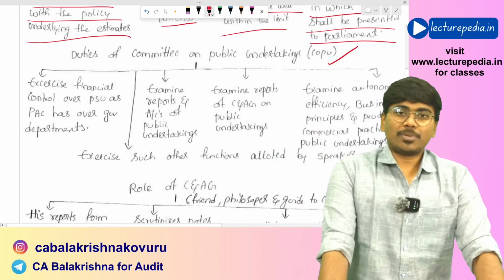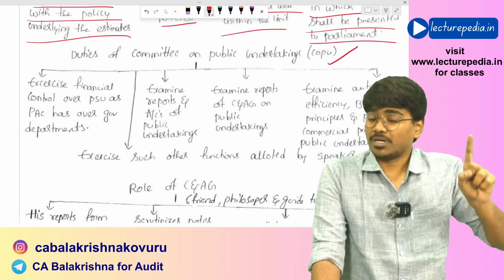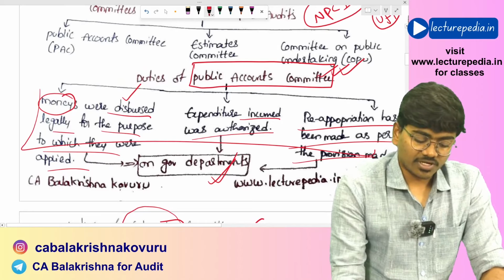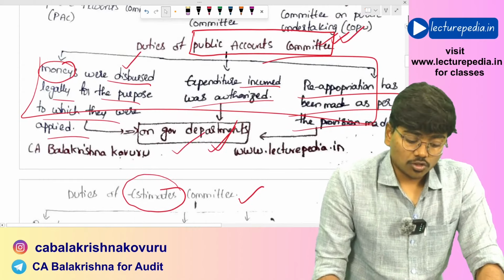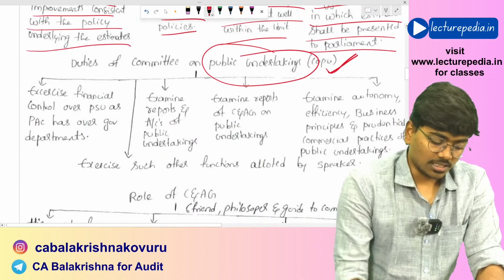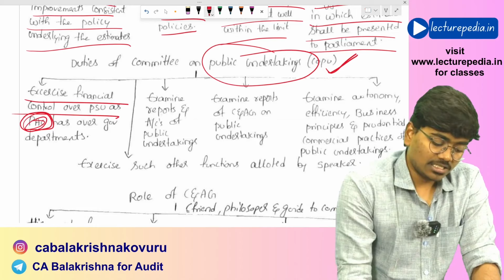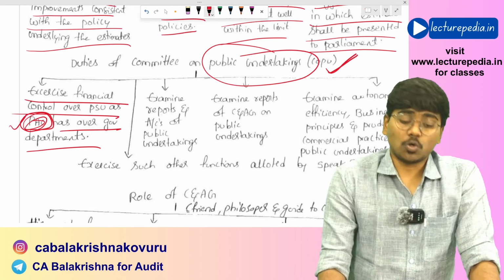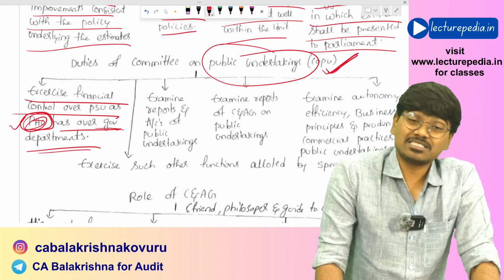Next, duties of the Committee on Public Undertakings, COPU. This committee will perform all the functions that the Public Accounts Committee performs. But the Public Accounts Committee, the first committee, performs these functions with respect to government departments. Now the Committee on Public Undertakings will also perform these functions, but with respect to public undertakings. It will exercise financial control over public sector undertakings as the Public Accounts Committee has over the government departments. The same type of financial control the Committee on Public Undertakings will exercise over public undertakings.